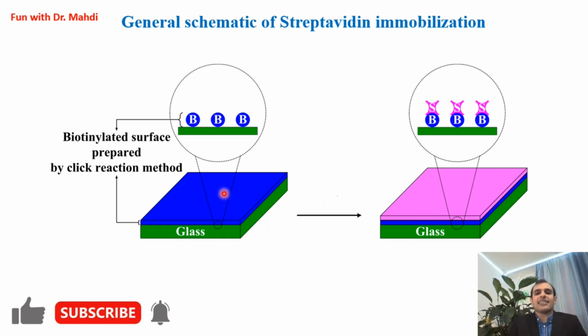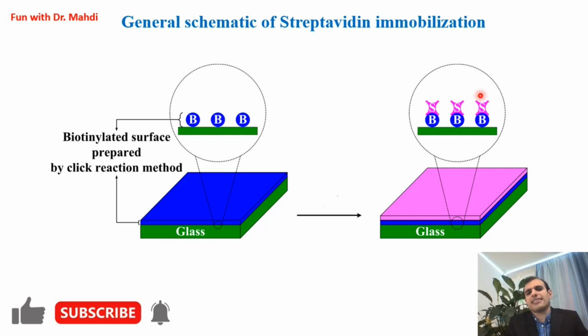That's why in the next step, we cover the whole surface with streptavidin and leave it at room temperature for 1 hour. When we leave it for 1 hour at room temperature, we will definitely have non-covalent interaction between biotin and streptavidin. And after 1 hour and washing, we will have 1 layer of streptavidin on the surface. I mean, we have immobilized streptavidin on the surface.